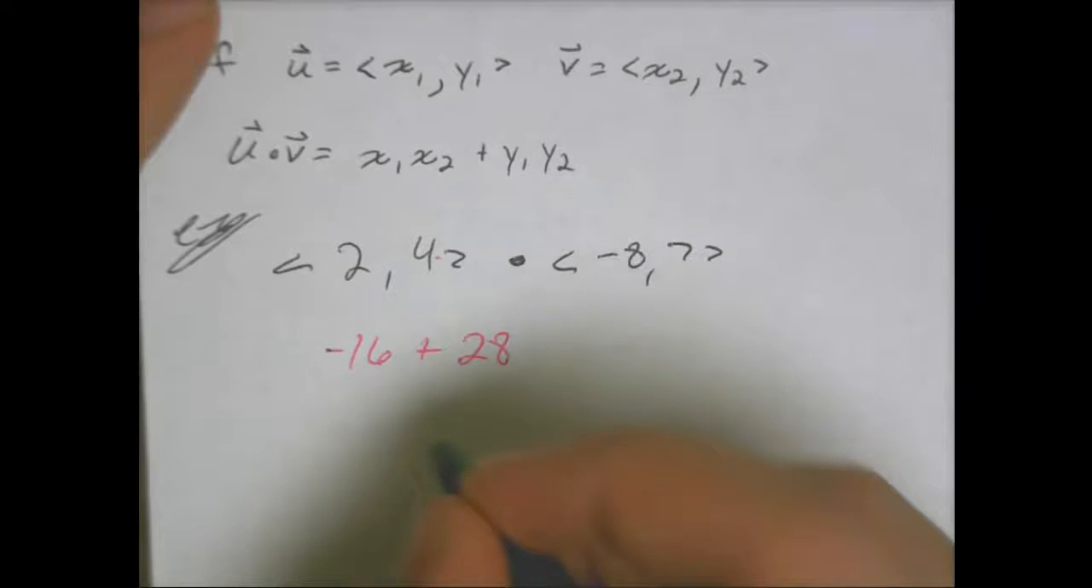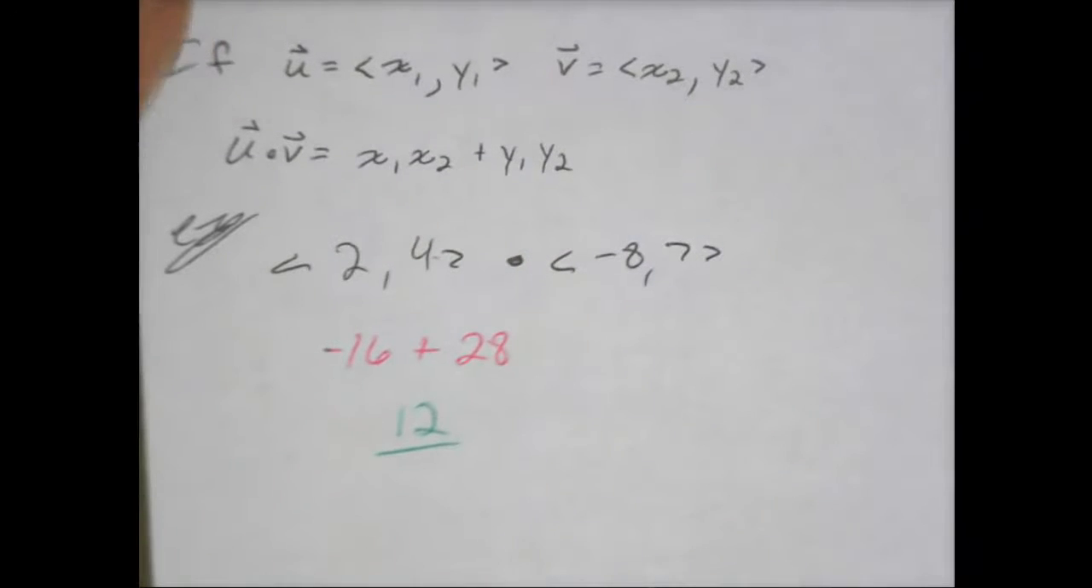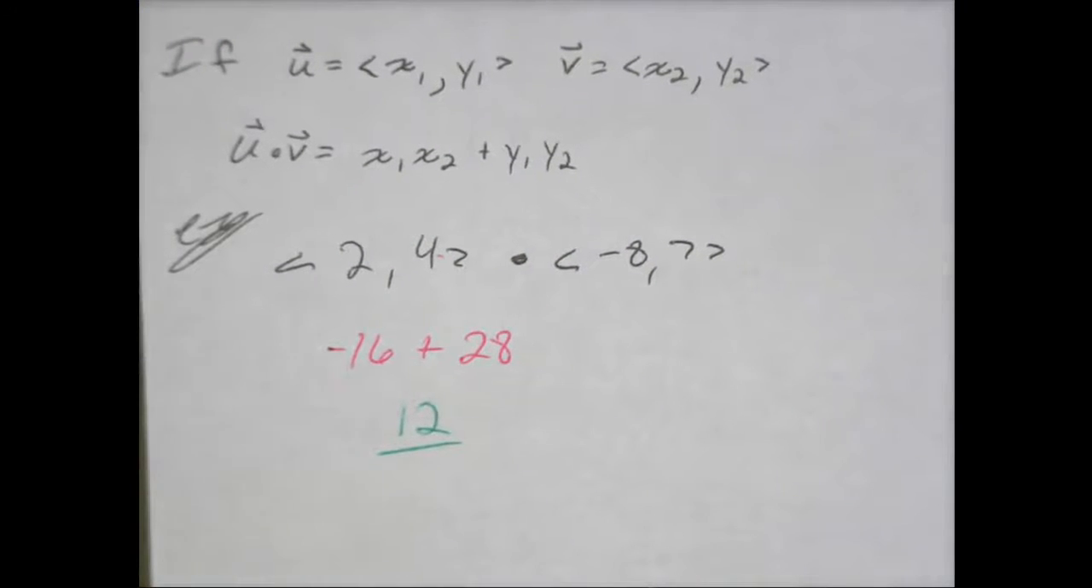So negative 16 plus 28 is 12. That would be our dot product. Dot product is 12.